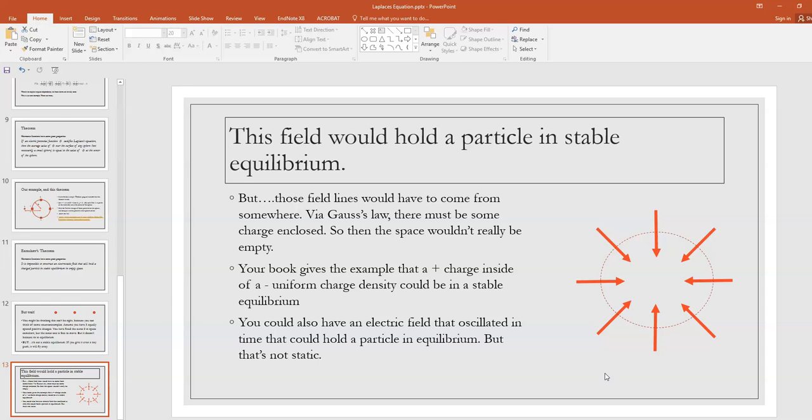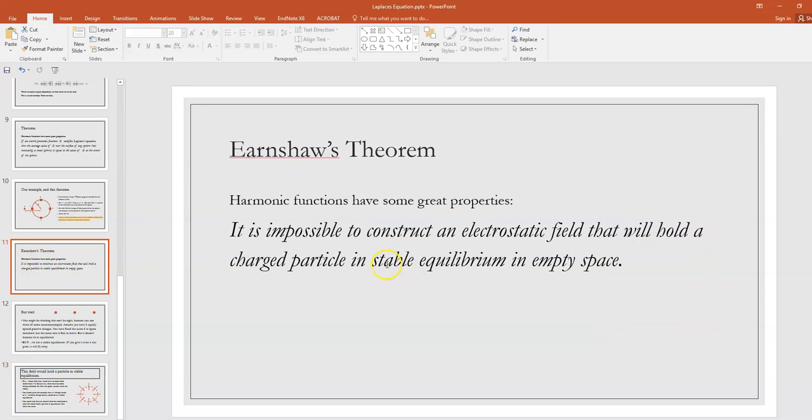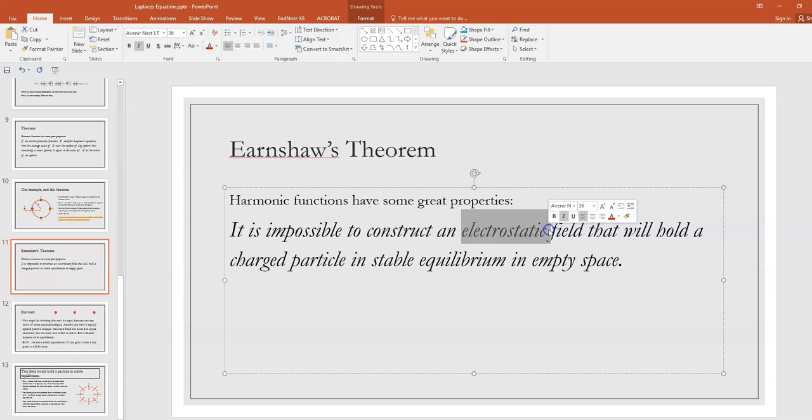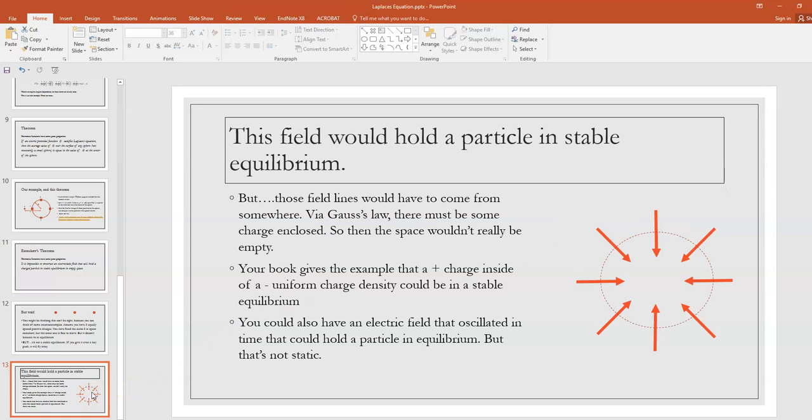Now, here's one other thing. Earnshaw's theorem also requires that it be an electrostatic field, okay? So you can hold a charge stationary if you have an electric field that oscillates in time. So you can have an electric field that's wiggling, right? Like maybe a photon or something has an electric field that oscillates up and down. And in that case, you can have the particle in equilibrium, and it would be pretty stable. But it's also not static, okay?